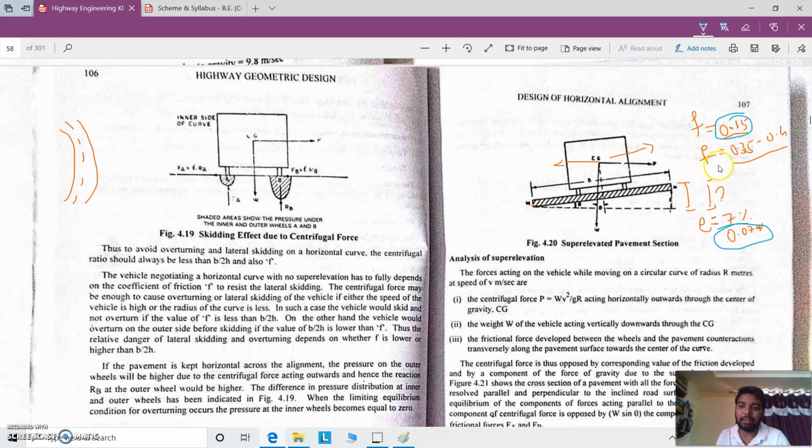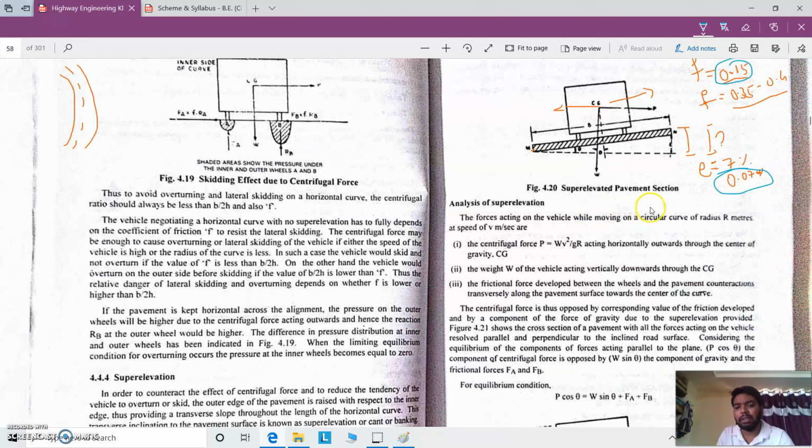Keeping this content in mind, we have to analyze the particular situation. Here the situation concerns the centrifugal force P, W V square by G R, acting horizontally outwards through the center of gravity of the body, as we all know. Similarly, the weight of the vehicle acts vertically downwards through the CG. The frictional force developed between the wheel and the pavement counteracts transversely along the pavement surface towards the center of the curve. This is the concept considered to analyze the super elevation.